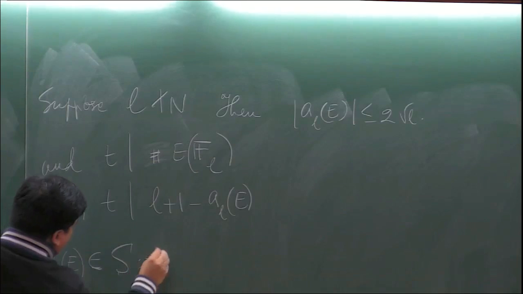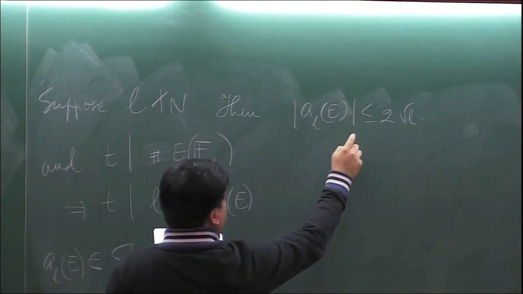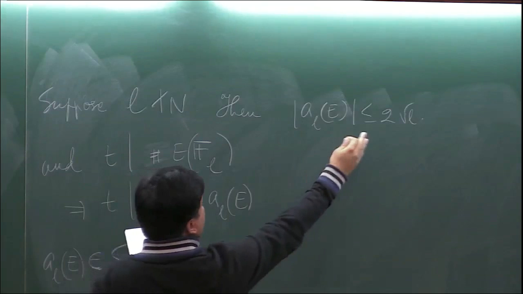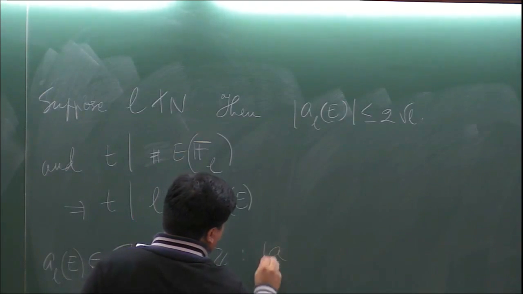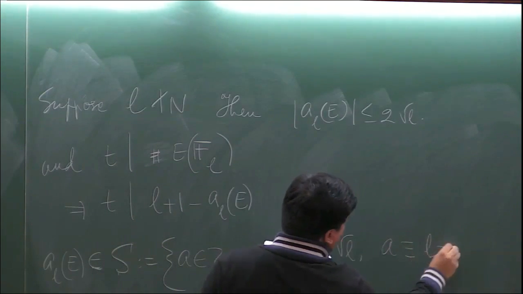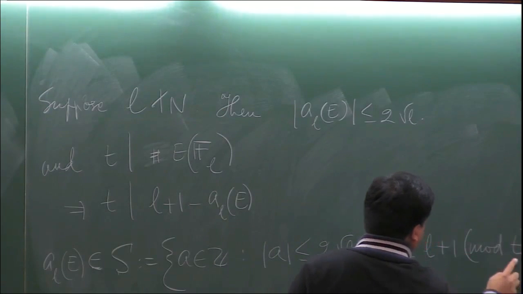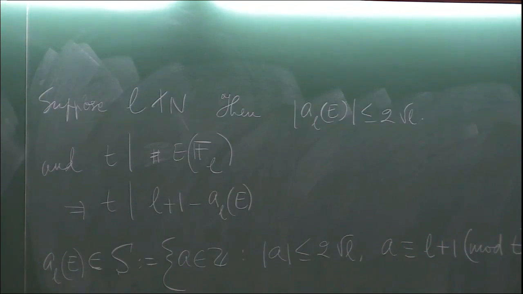S here, which is defined by all the integers that lie between minus 2 root L and 2 root L, such that the modulus of A is less than or equal to 2 root L, and A is congruent to 1 mod T. So you see this mod T appearing here? T was my 4 here, the choice of T is equal to 4. I'm just trying to make everything formal, because we want to make the process better and clear.